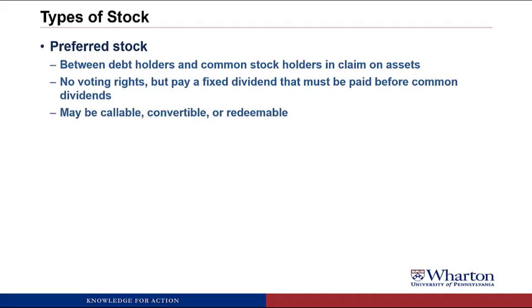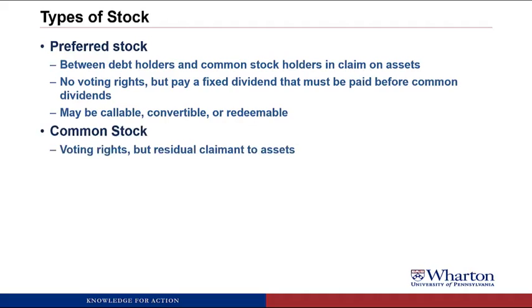And it oftentimes has some kind of feature like it's callable, convertible, or redeemable. Callable means that the company can buy it back at the company's option. Convertible means that the holder can convert it into common stock. Redeemable means the holder can make the company buy it back. So preferred stock is this weird way station kind of instrument between debt and equity that can oftentimes be turned into common equity or just be taken out by the company if need be.